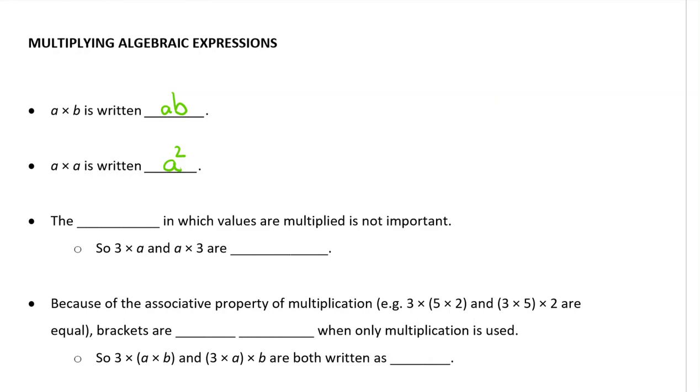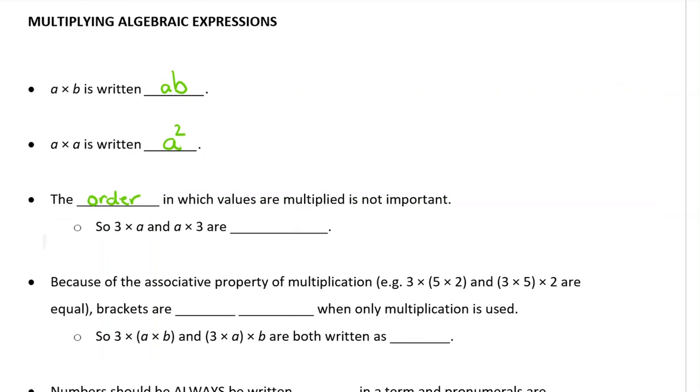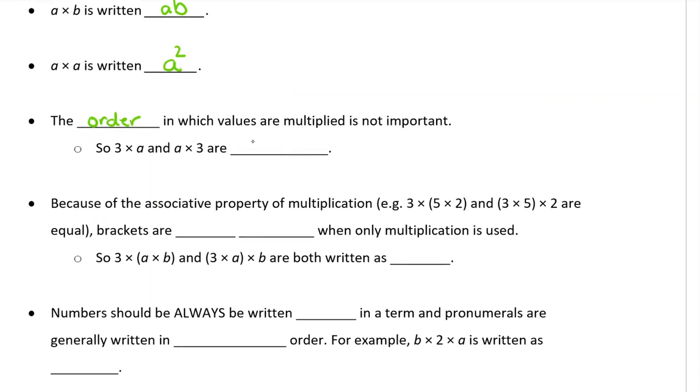The next one: the order in which values are multiplied is not important. So 3 times a and a times 3 are both the same thing, or they are equal. And if you wanted to know, they are both equal to 3a.